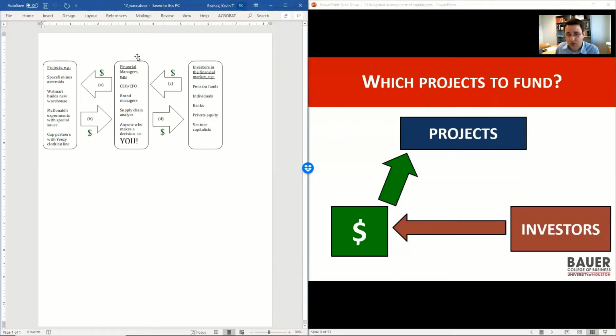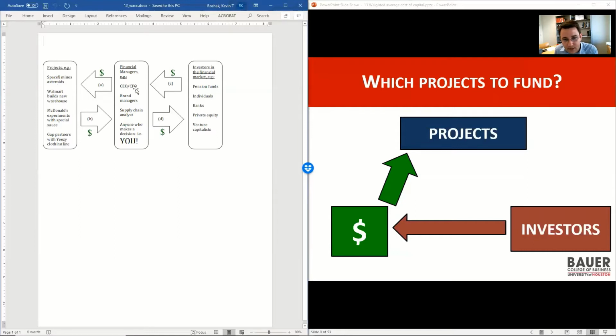The financial managers are in the middle. They're raising money from the investors. Okay, so investors are pouring money in here. And then the financial managers, that's us. That's what we're thinking of ourselves as in corporate finance. We have to make decisions about all of these projects. We've got lots of different things we can put our money in. We have to decide which are good projects.